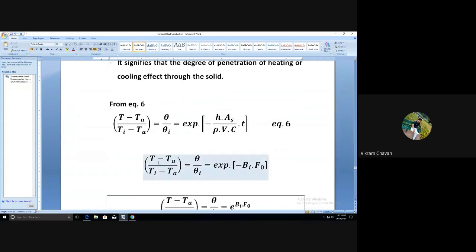So our equation will become, write down everyone, T minus Ta divided by Ti minus Ta equal to theta divided by theta i, which is equal to exponential of minus Bi multiplied by F naught. Minus Bi multiplied by F naught.